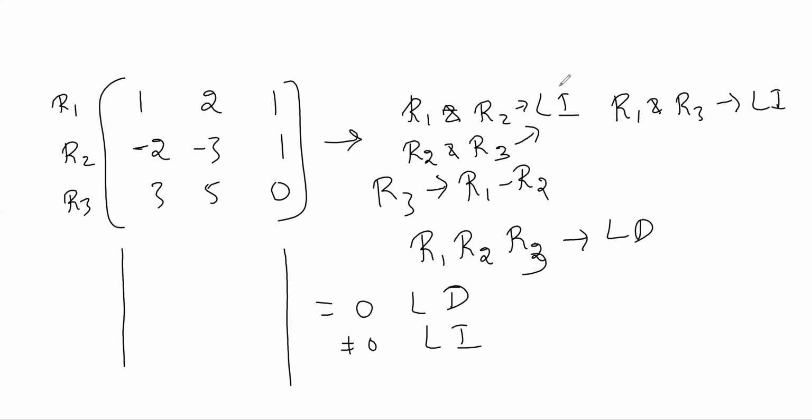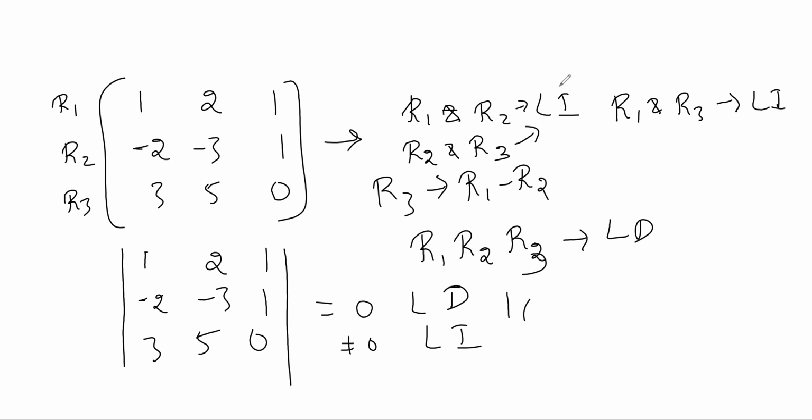So let's find the determinant of this matrix: 1, 2, 1; minus 2, minus 3, 1; 3, 5, 0. Along which row will you evaluate this determinant? First row itself or third row? In which row is there a 0? If you evaluate the determinant from that row, you get the answer in 2 steps. Otherwise, if you are not comfortable with that method, just go through the first row itself.